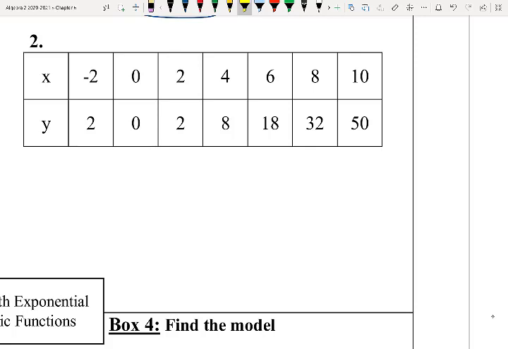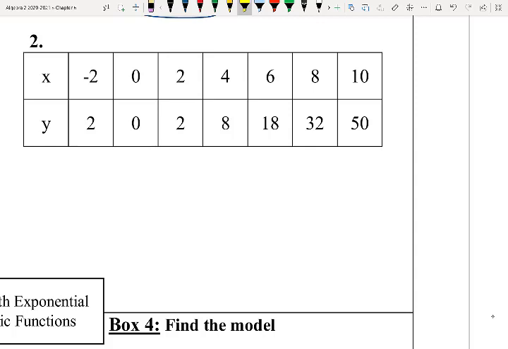Now, I should have said this before: when I scan the problem, I check that my x values here are evenly spaced. Even though there's 2 in between each of my x values, it is still an even spacing. So it's going from -2 to 0, up to 2, up to 4, up to 6, 8, and 10. So we're increasing by 2 every single time.